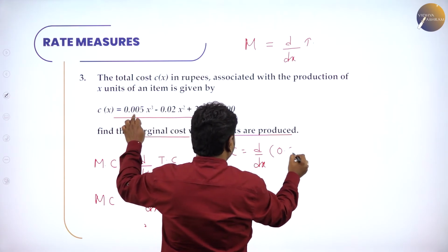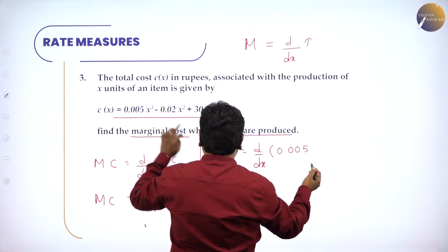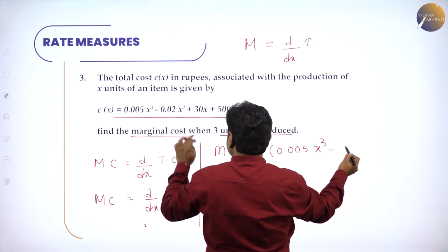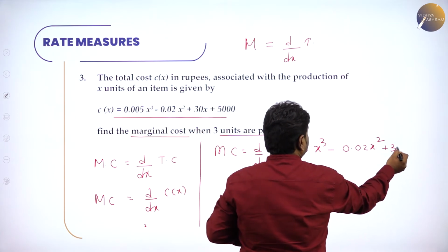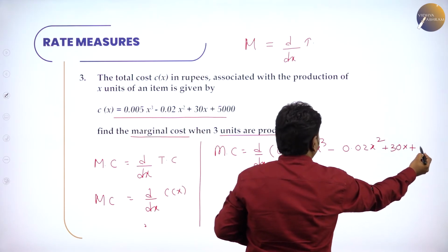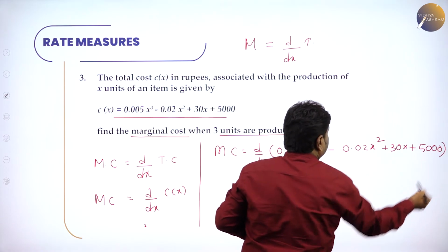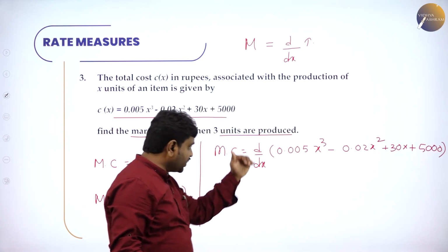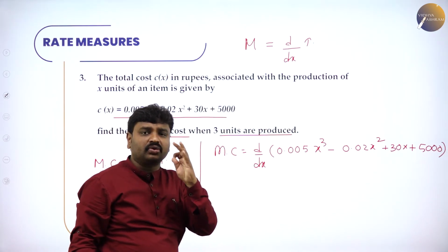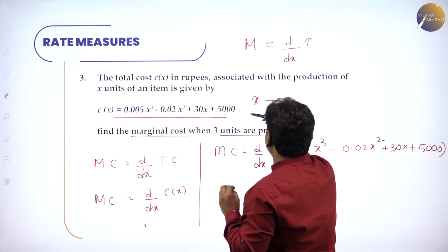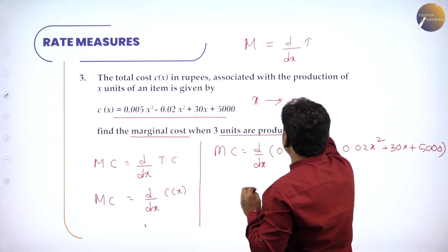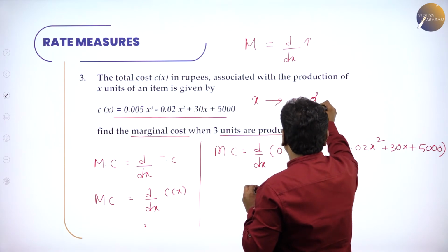This: 0.005 x cube minus 0.02 x square plus 30x plus 5000. So they give the total cost function, differentiate the total cost function with respect to number of units. So in this case, x is the number of units produced. What do we assume x as? X means number of units produced, number of units.